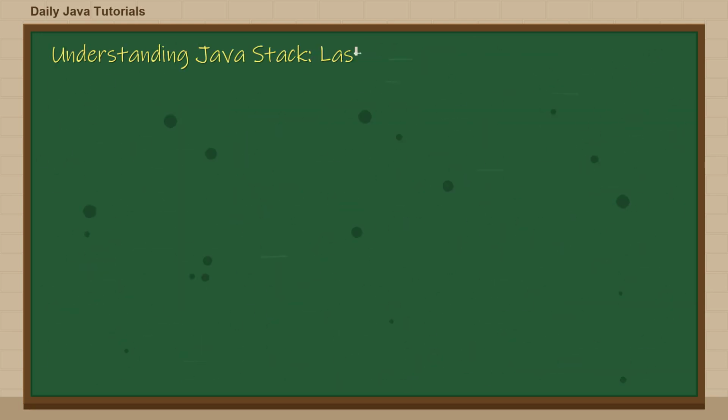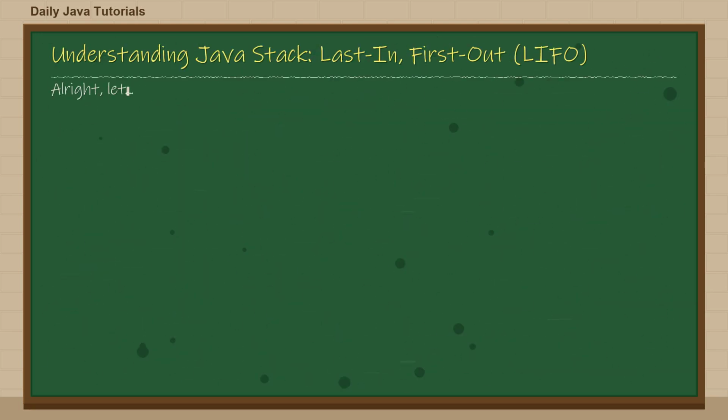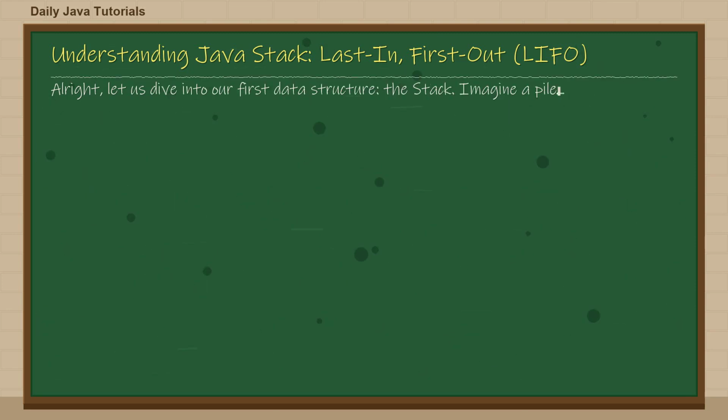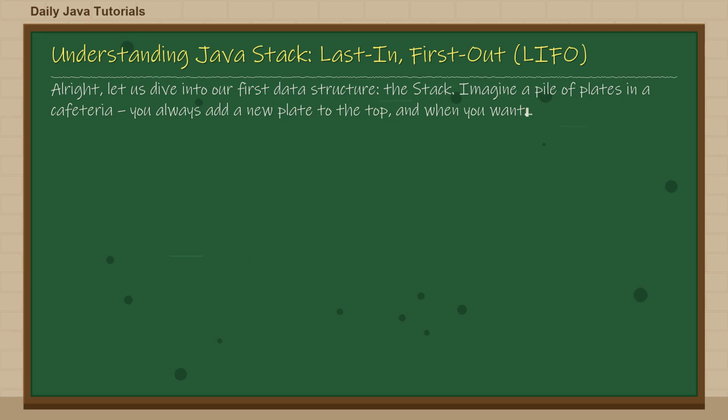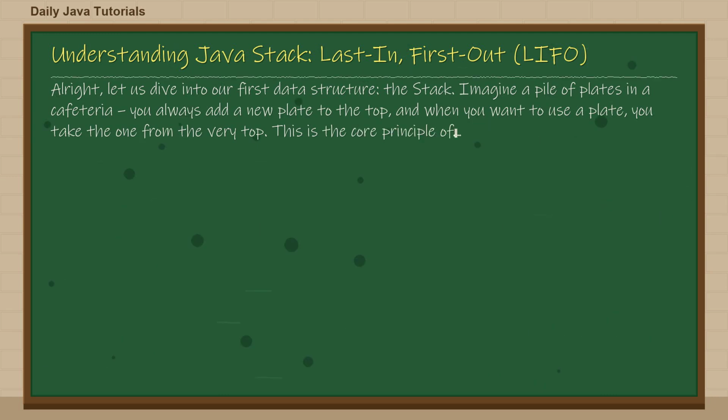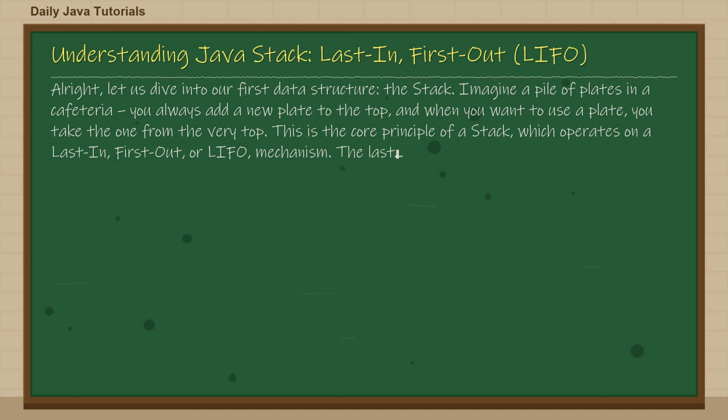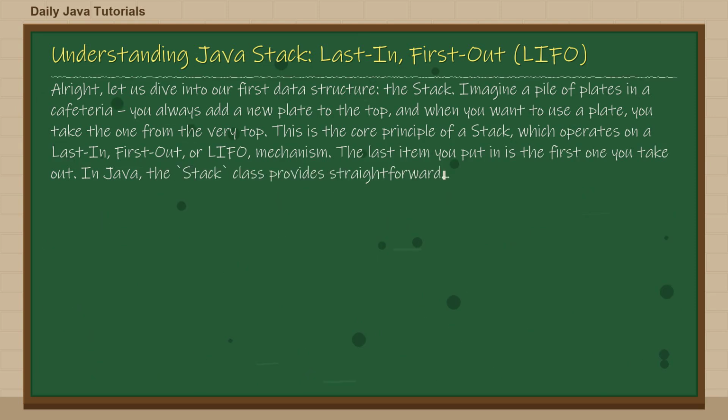Alright, let us dive into our first data structure, the stack. Imagine a pile of plates in a cafeteria. You always add a new plate to the top, and when you want to use a plate, you take the one from the very top. This is the core principle of a stack, which operates on a last-in, first-out, or LIFO mechanism. The last item you put in is the first one you take out.